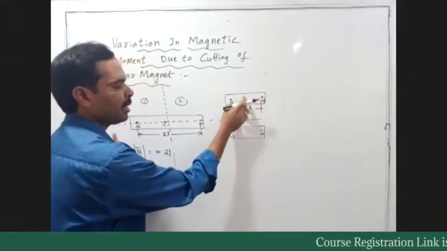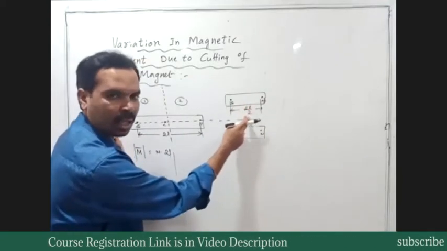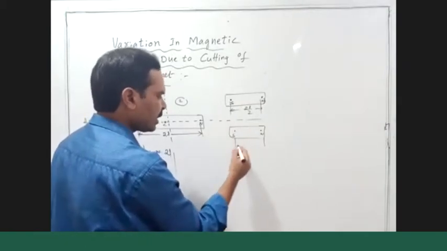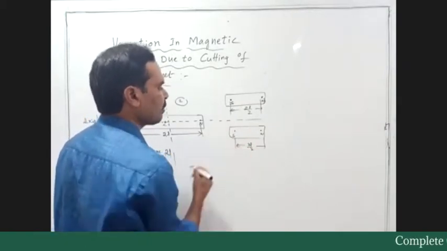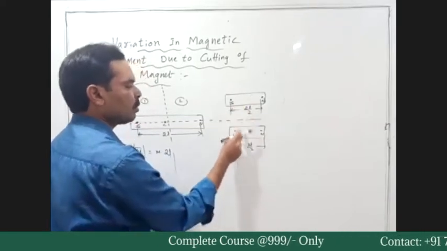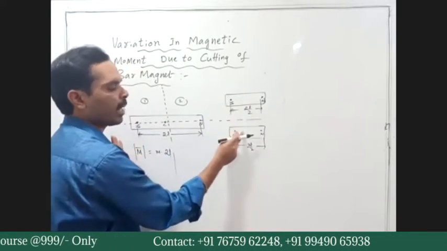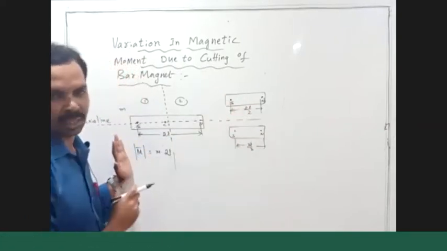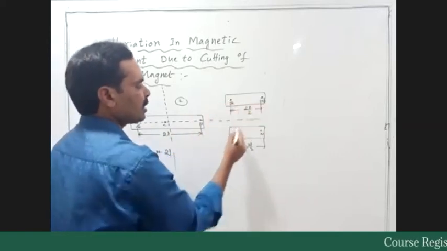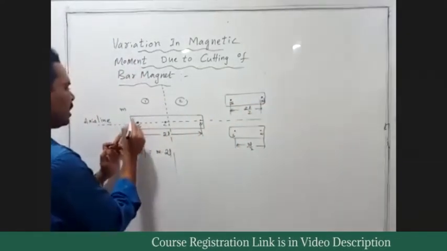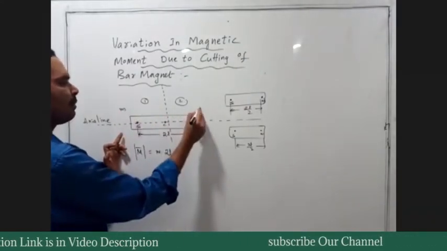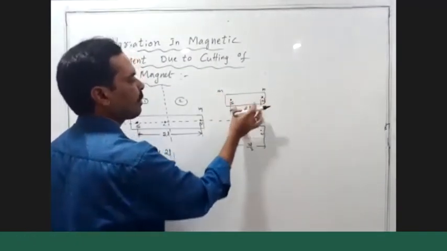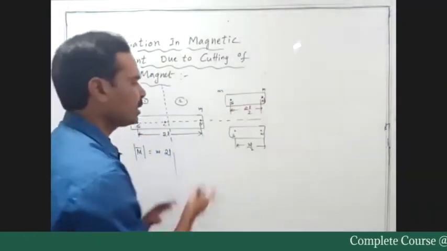Now part 1 is a bar magnet of half the initial length. Similarly, part 2 is also a magnet of half the initial length, 2L by 2. So these two pieces act like two bar magnets whose lengths are decreased to half. The pole strength is the same; whatever the pole strength was, these pieces have the same pole strength, but the length of the magnet decreases.